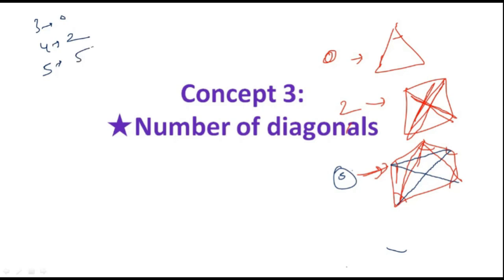NC2 by 2. And NC2 by, okay, sure. So n into n minus NC2 by 2, minus n. NC2 minus n.